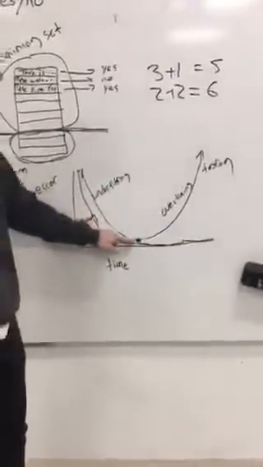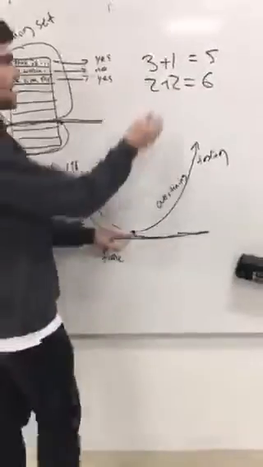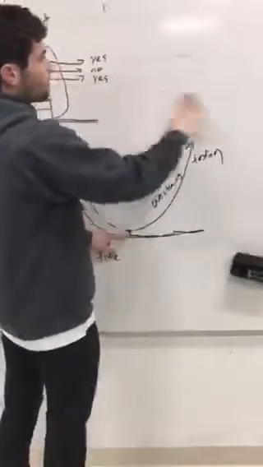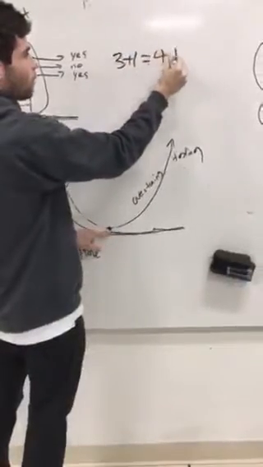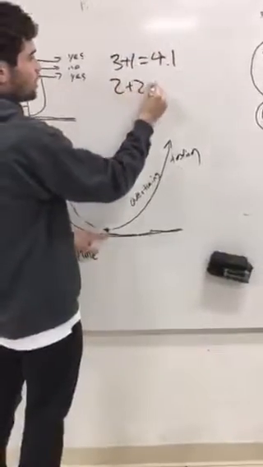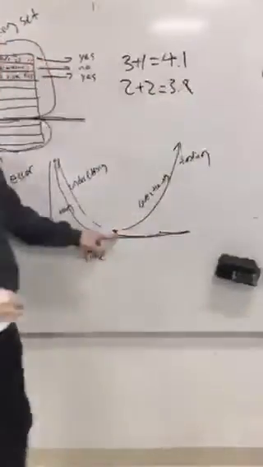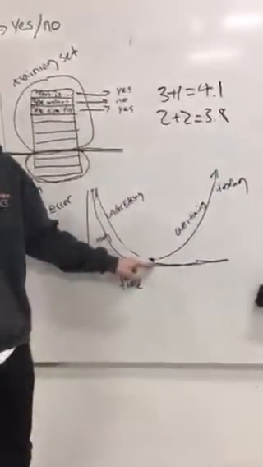So let's say I keep training and I get to this point. So now this is kind of the optimal point, or the best point I can do. And let's say at this point it's 3 plus 1 equals 4.1, and 2 plus 2 equals 3.8. That's not really too far off, but it's still not correct.